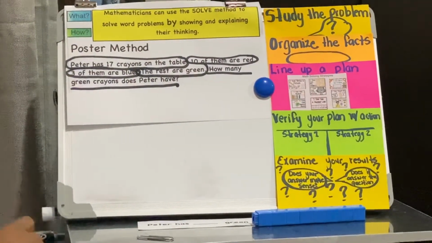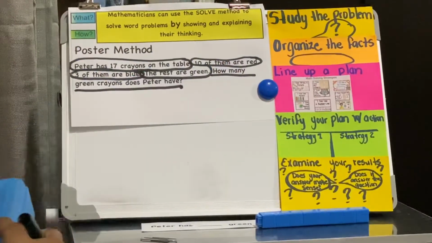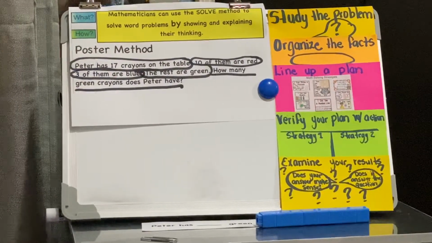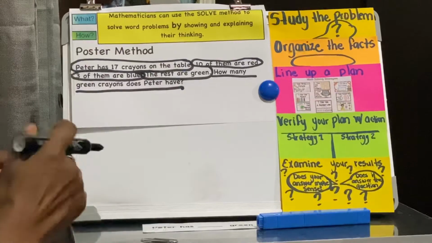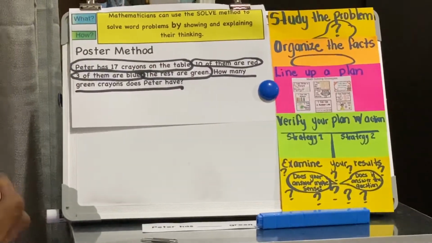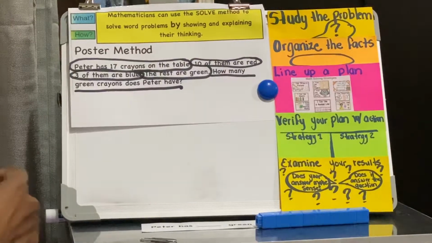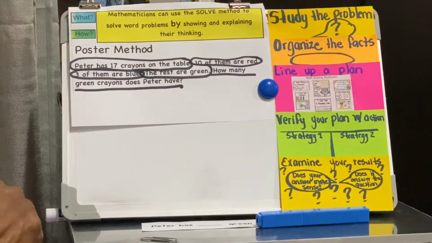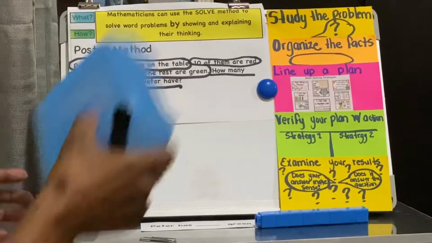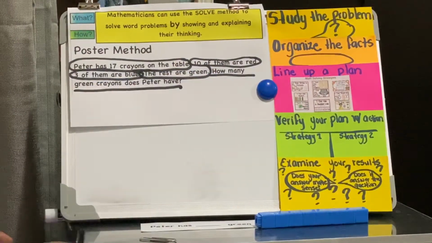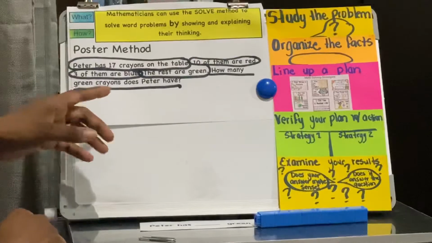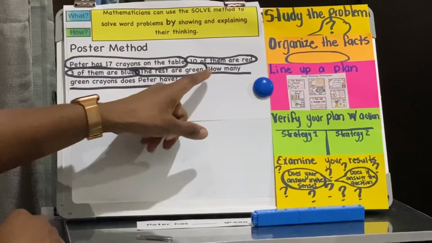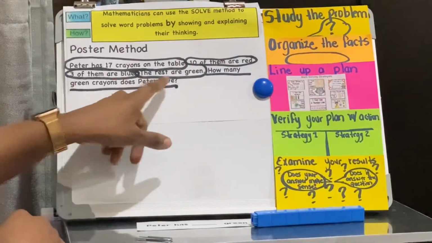As you line up a plan, you can take out your toolbox to use the materials that you have in there to help you solve the problem. You can pause the video, turn and talk to someone at home, or think to yourself, what strategies are you going to use to solve this problem? I am going to use my manipulatives in my toolbox. Let me go back again and double check. What is the problem asking me to find?